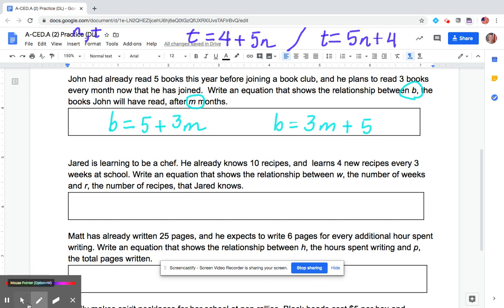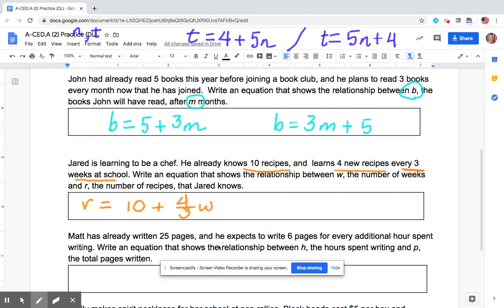Jared is learning to be a chef. He already knows 10 recipes, so that's his initial value, right? And he learns 4 new recipes every 3 weeks at school. So we're writing an equation that shows a relationship between W, which is the number of weeks, and R, the number of recipes that he knows. So we're really measuring the number of recipes that he knows. We are told that he already knows 10 recipes, that's the initial value, plus 4 recipes every 3 weeks.